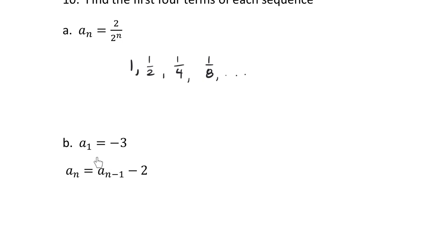Now our recursive formula that we talked about in section 8.1 is a little different. It gives us the first term, which is negative 3. So we know the first term is negative 3. And then this describes how to find the next term.